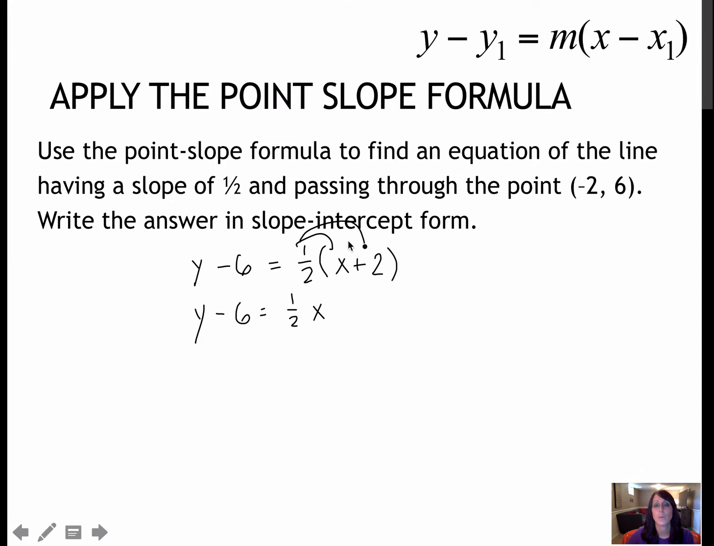1/2 times 2. Remember, when we multiply with fractions, I would take 2 times 1, so multiply by the numerator, which is 2, and then divide by the denominator, which 2 divided by 2 is 1. So again, 2 times 1, which is 2, divided by 2, which is 1. That's where you do that very easily without your calculator. Then I'm going to add or subtract to get y by itself. So in this case, I'll add 6. And that gives me y equals 1/2 x plus 7. And now it's very easy for me to use that to graph.